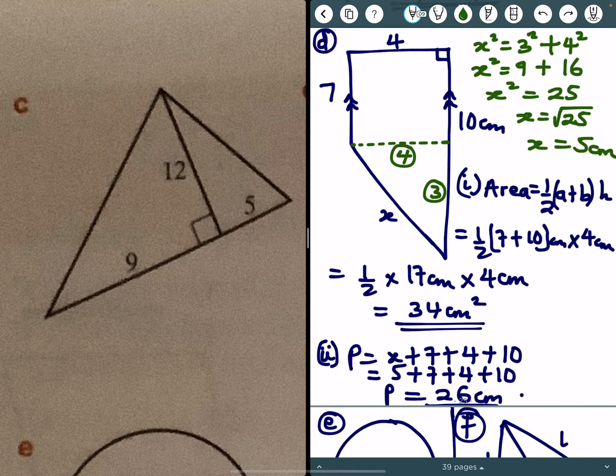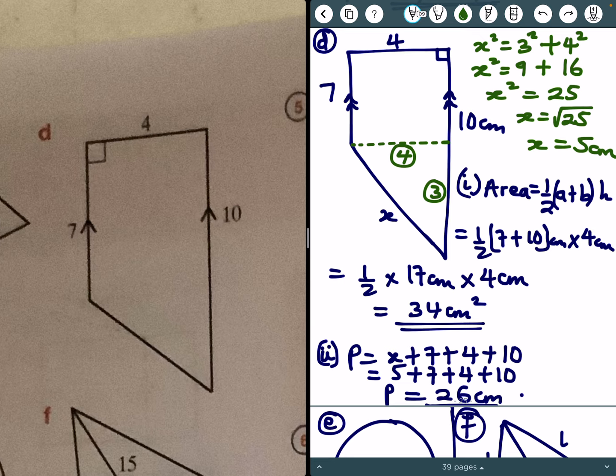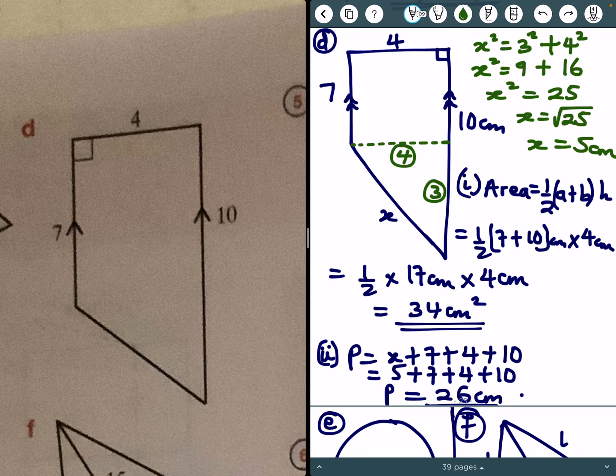Now in question D, the shape is a trapezium, but the vertical height of the trapezium is not indicated, so I'll mark this place. Okay, the vertical height is indicated. The vertical height is 4. The two parallel sides are 7 and what?